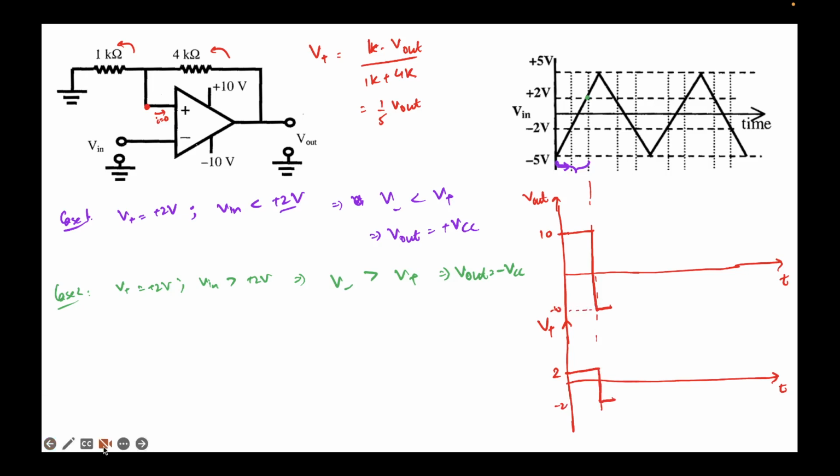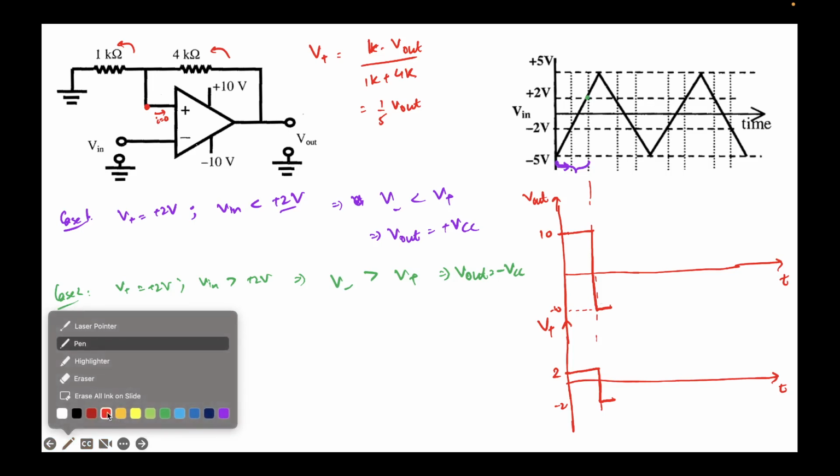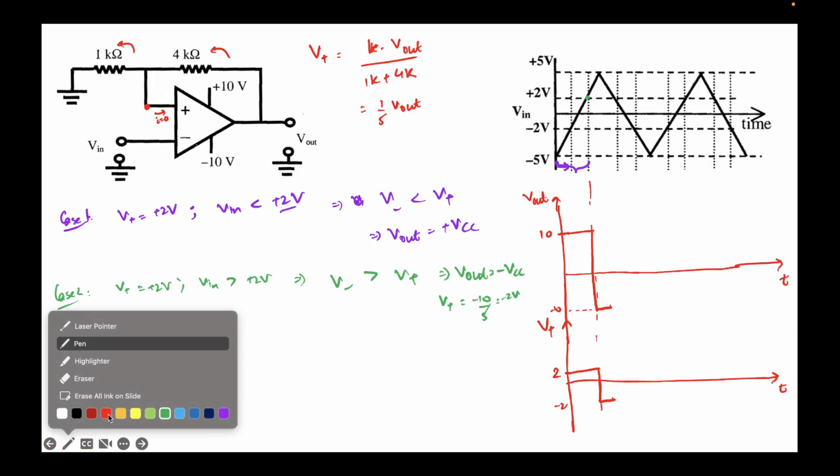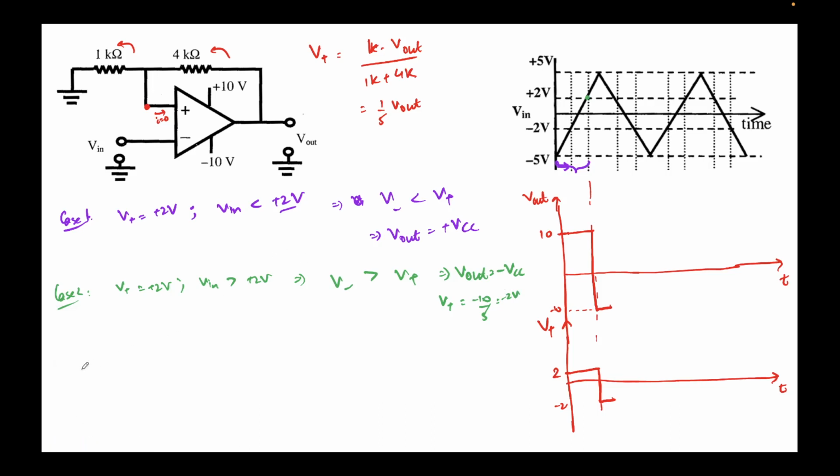Now this changes things. V plus, which is the V reference, will now become minus 10 by 5, using this potential divider, equal to minus 2 volts, which I have plotted over here. So V plus has now become minus 2 volts. Now this will become the reference. So now what will happen is that, let's now do case 3. Case 3 I am doing in black. So case 3.